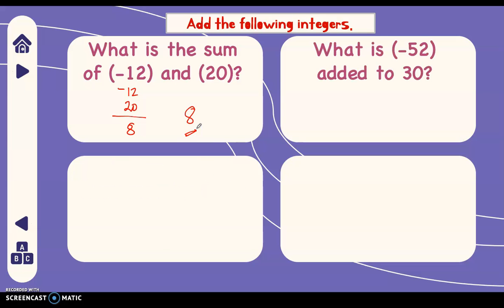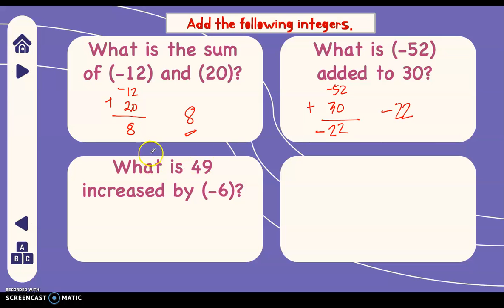Next, what is negative 52 added to 30? So negative 52 added to 30, let's put a plus sign here. So all you have to do is to subtract the numbers since they have different signs. Then this one is 22. Then copy the sign of the greater absolute value, which is 52, greater than 30, and the sign is negative, so we write negative 22.